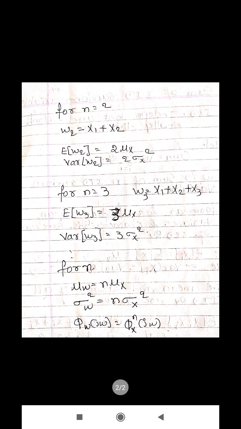Now, if there are two IID random variables, then n is equal to 2, W2 is equal to X1 plus X2, then E of W2 is equal to 2 into mu x and variance of W2 is equal to 2 into sigma square. If n is equal to 3, then W3 is equal to X1 plus X2 plus X3. E of W3 is equal to 3 into mu x and variance of W3 is equal to 3 into sigma square.